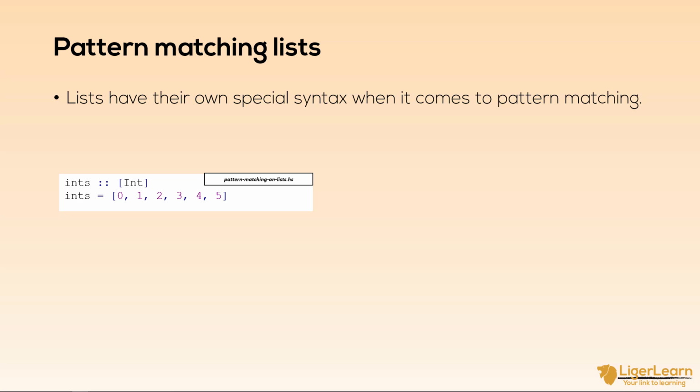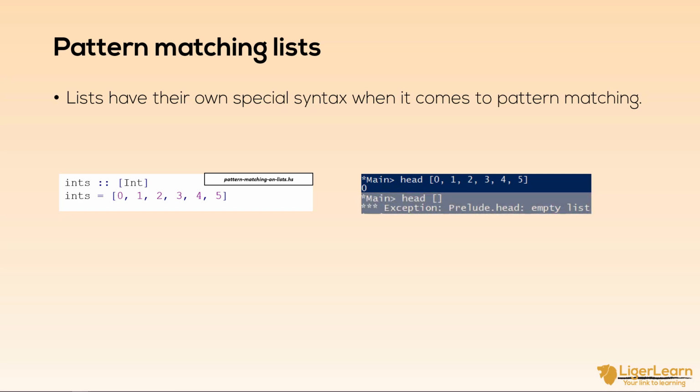Let's say we want to write a function which will return the first int in a list of ints. So, for example, if the ints here were passed into the function, it would return the first item in the list, which is 0. We already know, because we saw in a previous module, that there is a function called head in the prelude which does this. And we also know that head is a partial function because when presented with an empty list, it blows up and does not work.